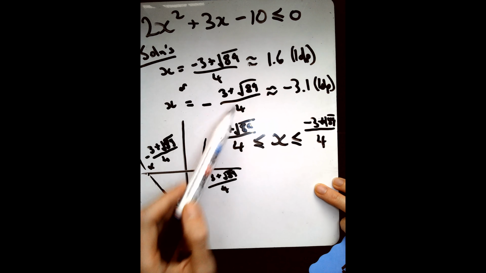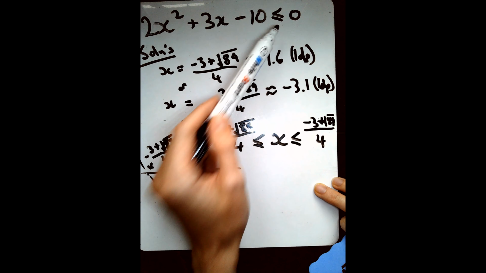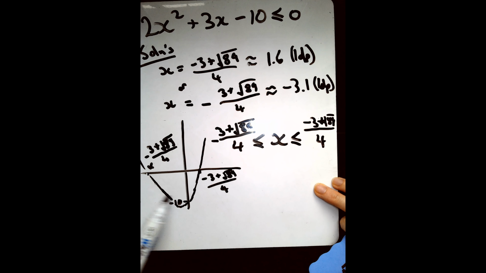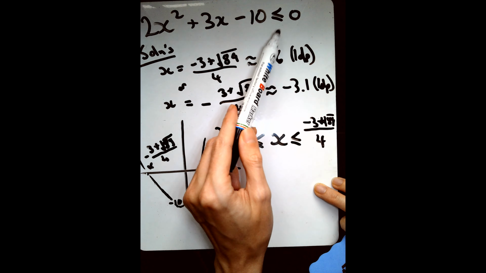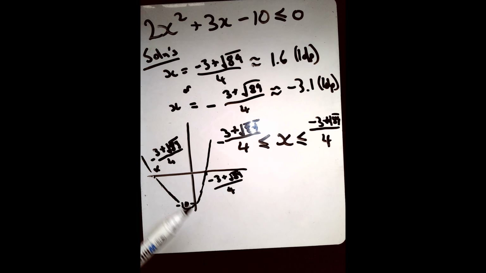Okay, this is a more complex example, but it works exactly the same way. You just get your solutions. If you want less than or equal to 0, then you want the section that's below your x-axis. If you want greater than or equal to 0, then you want the two separate sections that are above your x-axis. Okay.